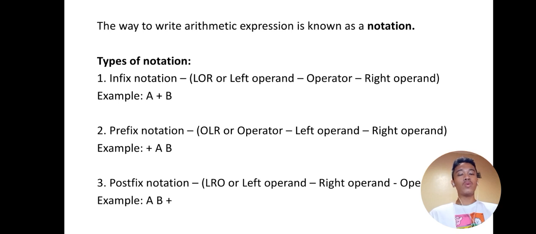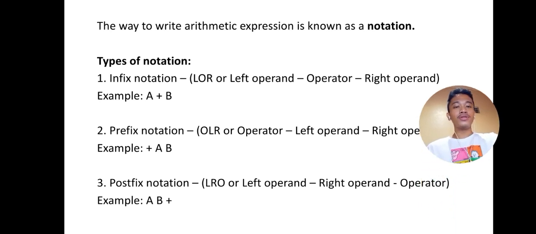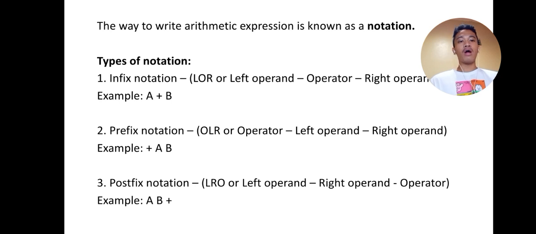So to simply understand what these are, infix notation means LOR, or left operand, operator, right operand. For example, A plus B. So A here means left operand, and B here means right operand. And the plus sign here is the operator. Next, prefix notation means OLR, or operator, left operand, right operand. For example, plus AB. So plus here is the operator, A is the left operand, and B is the right operand. For the third, postfix notation means LRO, or left operand, right operand, operator. For example, AB plus. A here is the left operand and B here is the right operand, and our operator is the plus sign.